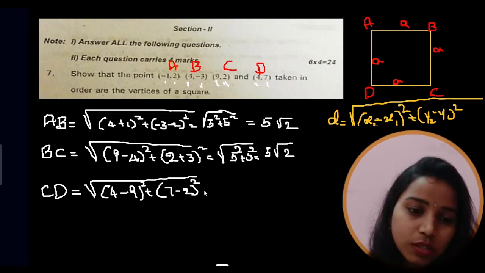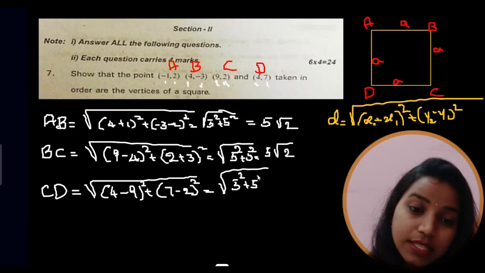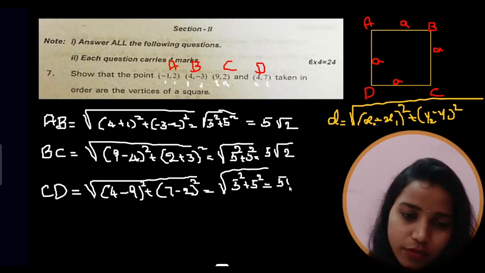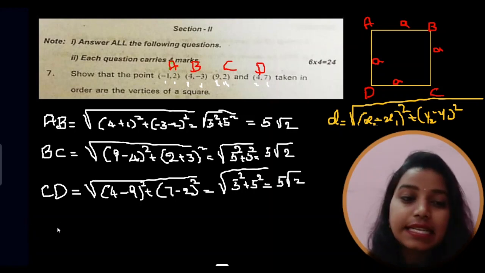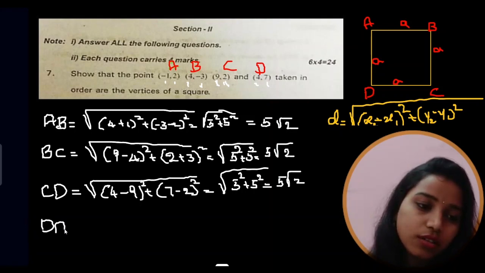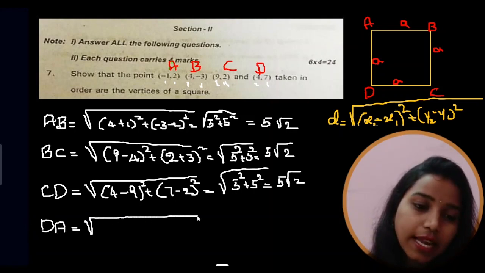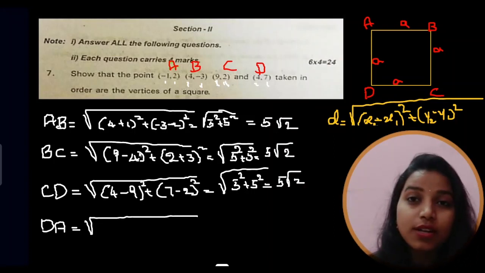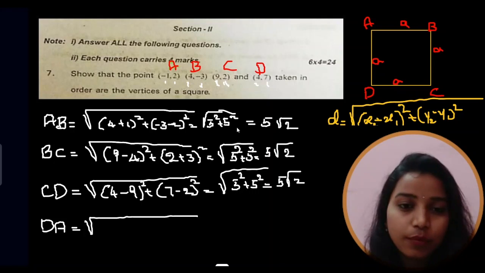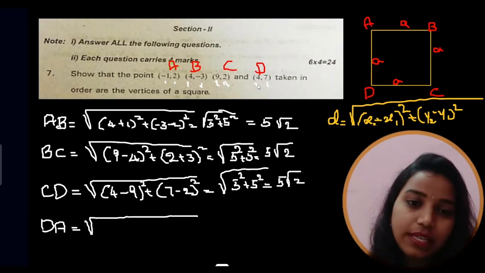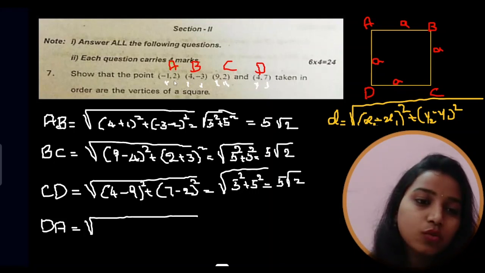7 minus 2 whole square, that is nothing but 5 square plus 5 square, that is nothing but 5 root 2. Got it? And then the last side is DA. Mention DA, not AD. AD is also fine, but the point you need to take is x1, y1, x2, y2. That's the only problem here. And B, it is x1, y1, x2, y2.